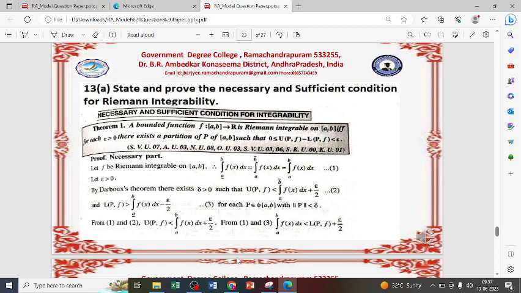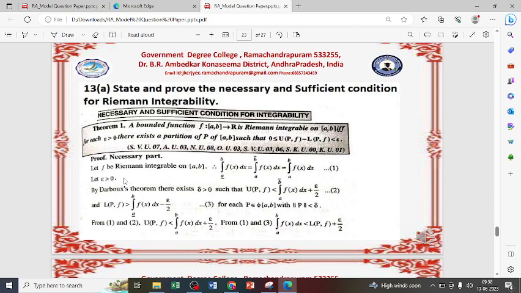Necessary part. Let f be Riemann integrable on closed interval [a, b]. Then by the definition of Riemann integrability, the lower Riemann integral of f(x) dx from a to b equals the upper integral of f(x) dx from a to b, which equals the integral from a to b of f(x) dx. Call that equation number 1. Now we are going to prove that the oscillatory sum is less than epsilon. So consider epsilon greater than 0.